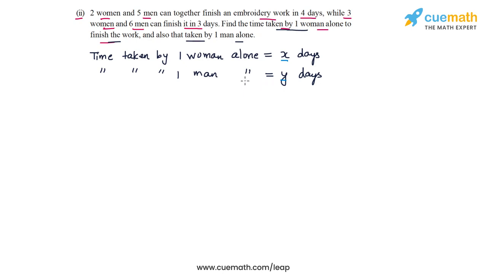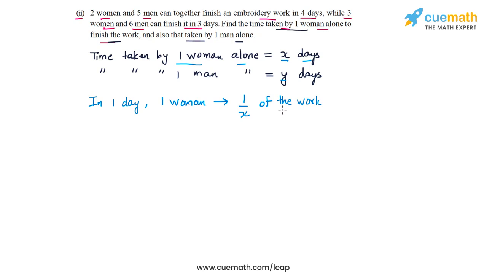Now the key idea here is to think about what fraction of the work 1 woman alone can do in 1 day, and what fraction of the work 1 man alone can do in 1 day. So if 1 woman alone takes x days to finish the whole piece of work, we can say that in 1 day, working alone, she can finish 1 by x fraction of the work. For example, if 1 woman alone can finish the work in 40 days, then in 1 day she can finish 1 by 40th of the whole work.